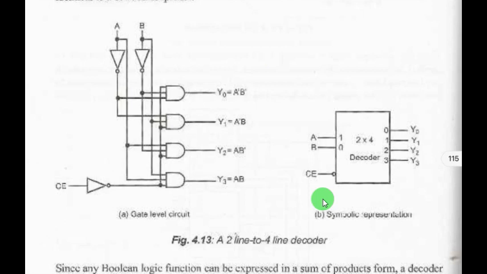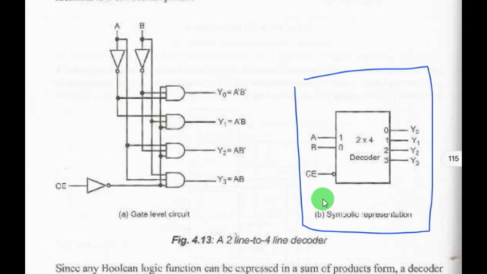And the symbolic representation of a 2 to 4 demultiplexer is the one that I have highlighted. My mic went. It should be very close to me. That receives my audio pretty well. I'll get a better mic with time.